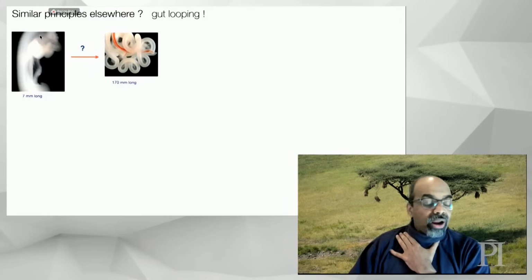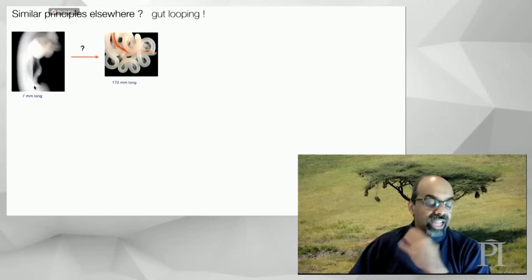Completely switching now from the plant world to the animal world. Here I want to show you a chick embryo. This is the forebrain. This is what will eventually become the spinal cord. And the organ under consideration is the gut.